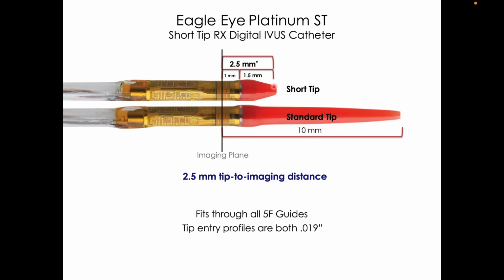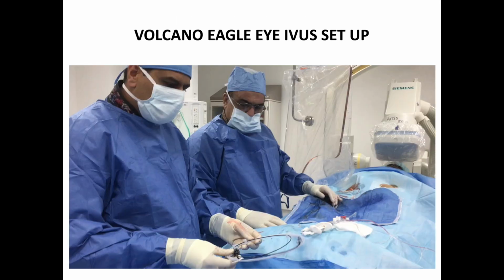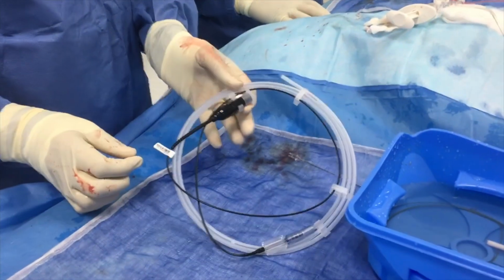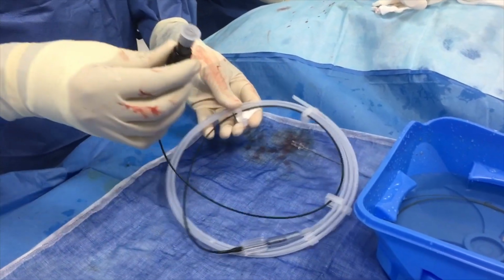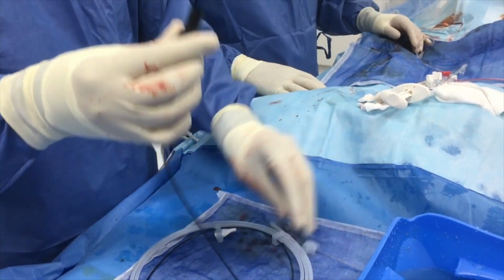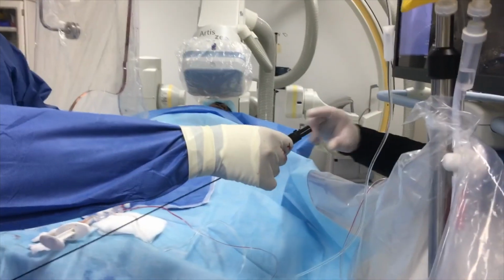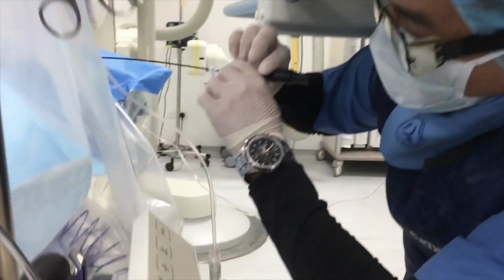So that's the difference. The short tip to transducer distance here is 2.5 millimeter, whereas in the long tip it is 10 millimeter. And both of these have a tip entry profile of 0.019 inch, and they both fit through the 5 French guide catheter. So this is the Eagle Eye IVUS catheter. All you need to do is, this is how it comes. You just disconnect it here, take off this plastic, make sure it doesn't get wet, and then you hand it over to the person over here and he's going to click it there.